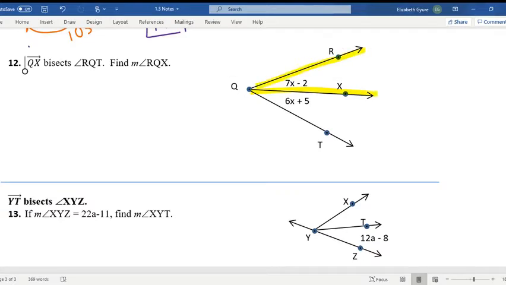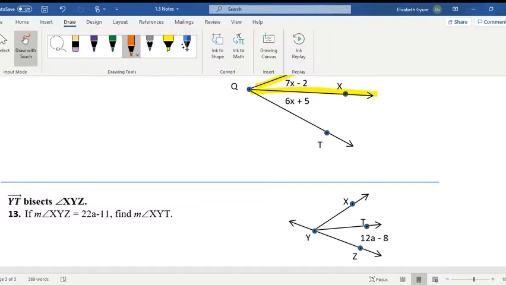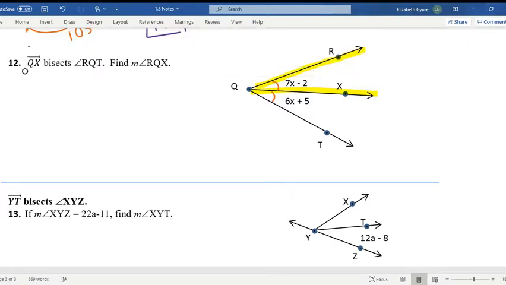So that's that angle there. Now, if we have a bisector, what do we know about these angles? Well, remember your definition. An angle bisector is typically a ray that divides an angle into two congruent angles. So our angles here are going to be congruent. So I'm going to put my little congruent marks in it, my little arcs. And then I know that angle RQX is 7x minus 2. Angle XQT is 6x plus 5. Our parts are congruent. That means their measures are equal.